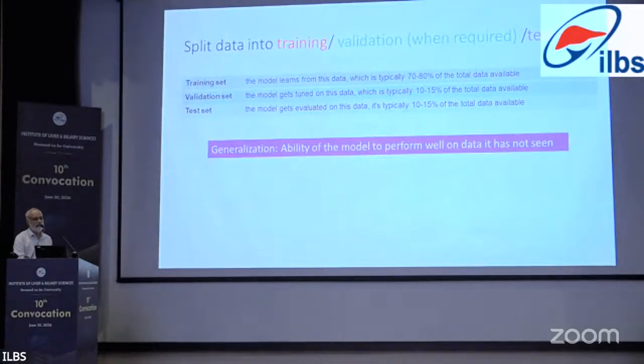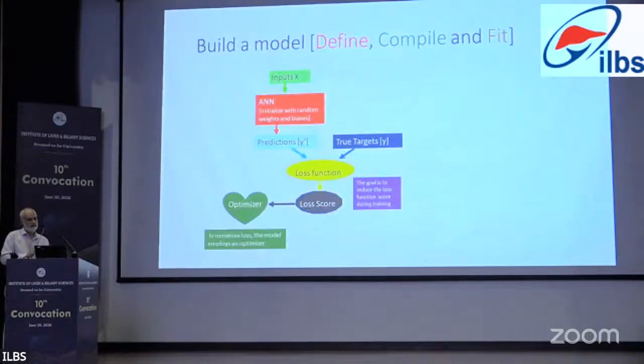So basically every data is split into training, validation, and test. The training set is the one on which the model is learning, which is 70 to 80%. Tuning occurs on the validation data, and on the test set the model gets evaluated. So there is a term generalization. That means how the model will perform on data which it has not seen, that it has not been trained on. That is generalizability.